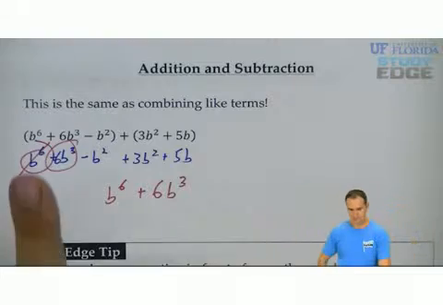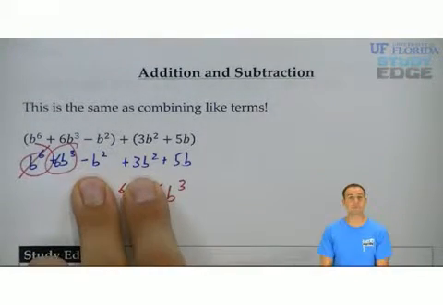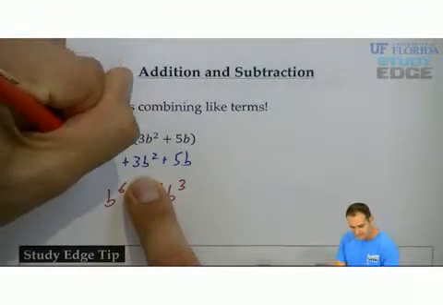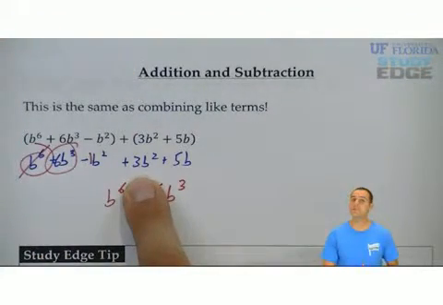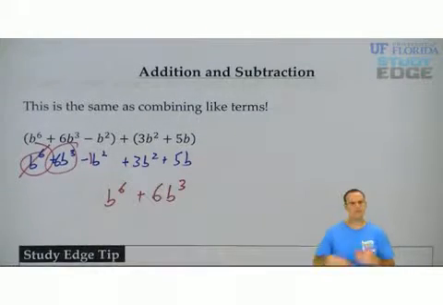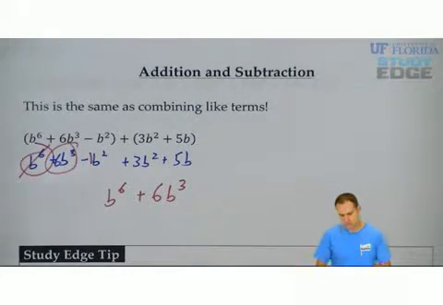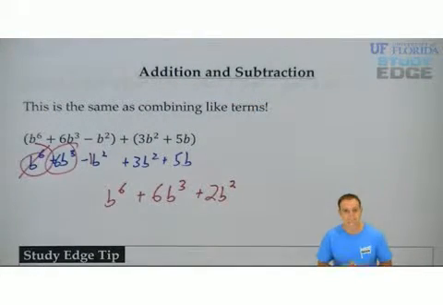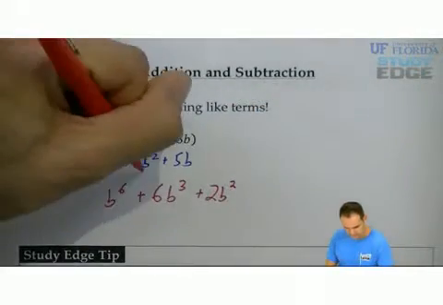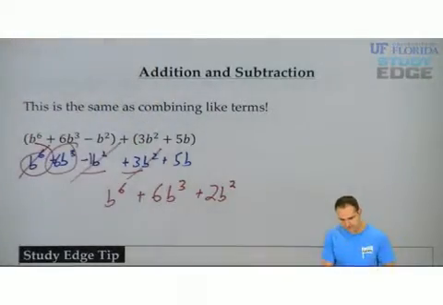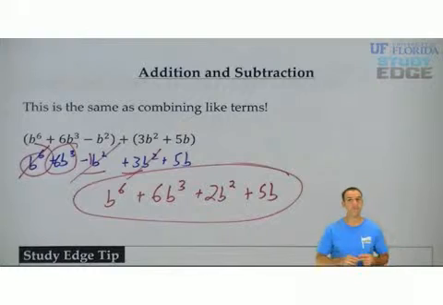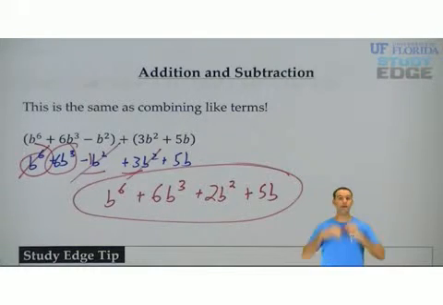But aha! Negative b squared plus 3b squared are like terms. I'm going to combine them. That is negative 1b squared plus 3b squared. Negative 1 plus 3 will give me 2b squared. 2b to the 2nd power. And then finally plus 5b, nothing else to combine, and there we go. So addition, you can just remove the parentheses.